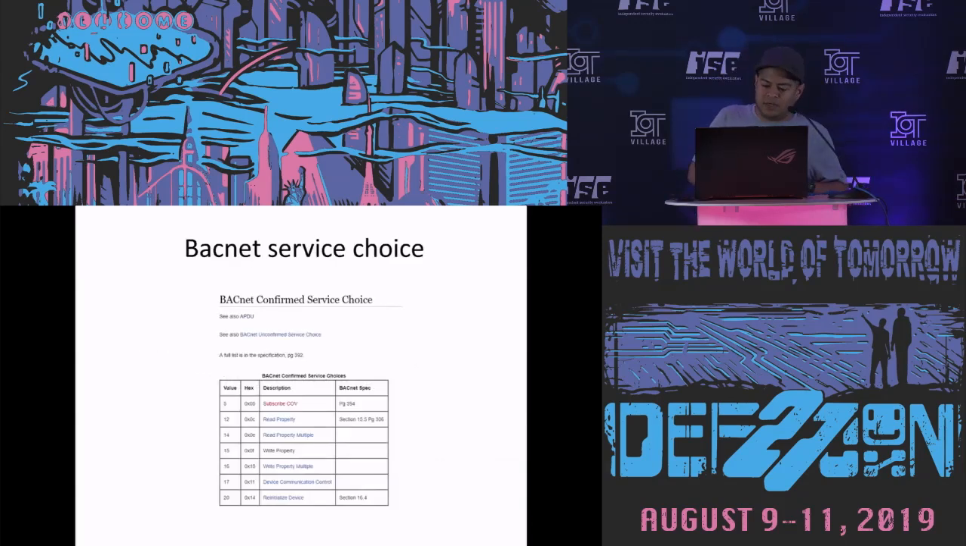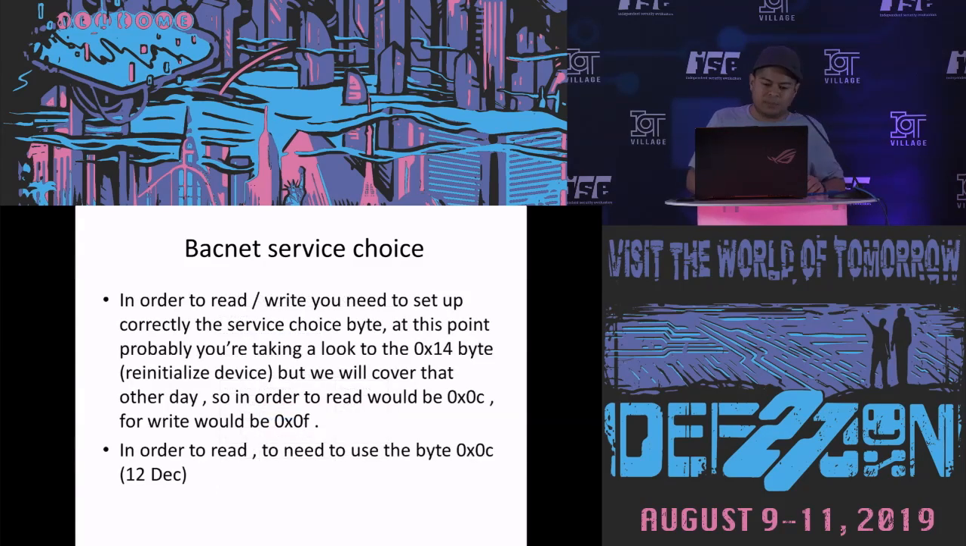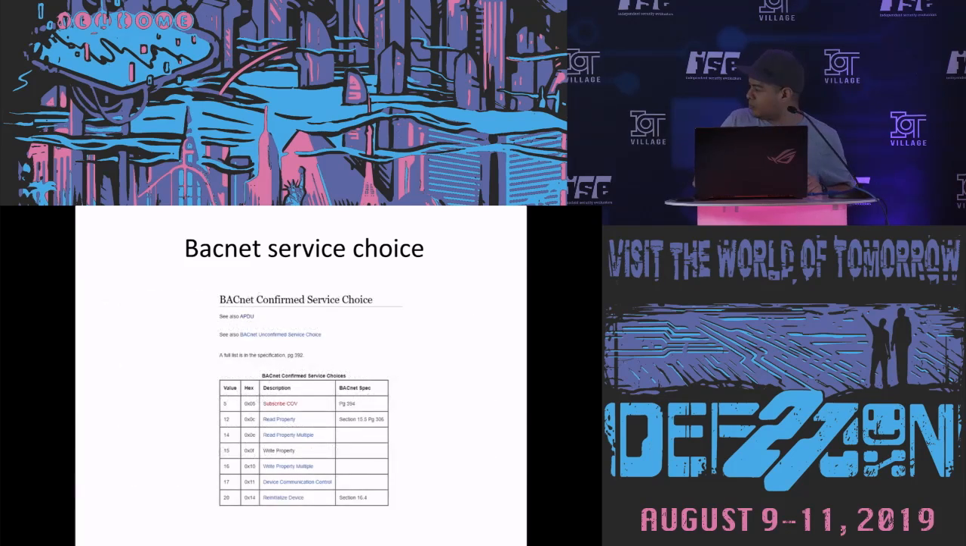Okay, here's what I'm talking about, the BACnet service choice. You have all those values and bytes that allow you to set up how the communication is going to be executed. In this case, we're going to be using the value 12, which is 0C in hex, in order to just read. In order to read and write, you need to set up the service choice byte correctly. At this point, probably you're taking a look at the 14 byte, because the 14 byte here allows you to restart the device. If you send that byte, the device will just restart. But we're not going to be talking about this today. But keep in mind that this is possible just by sending a single packet to the network.